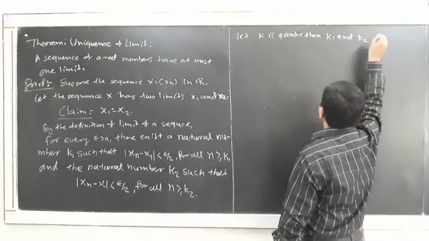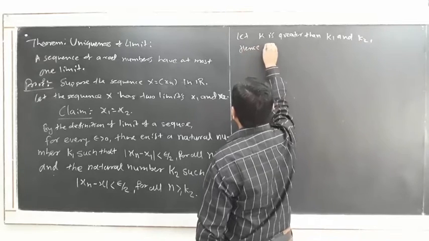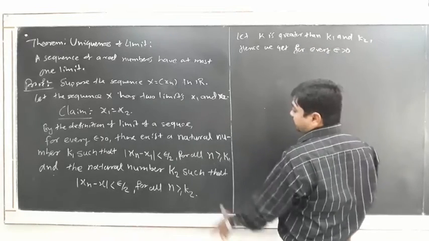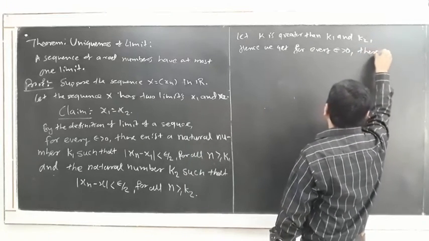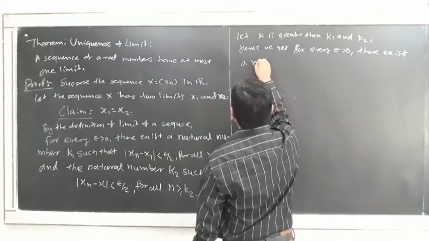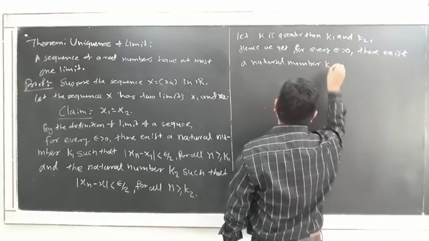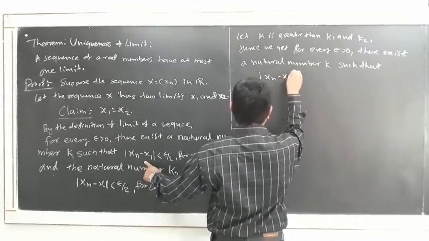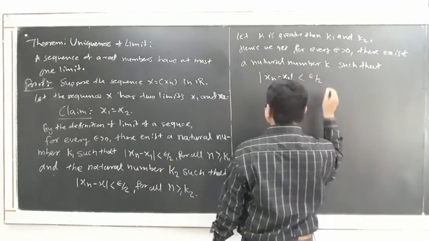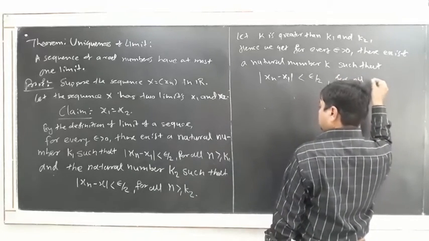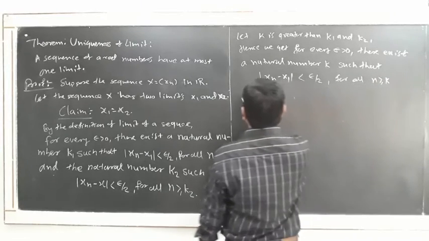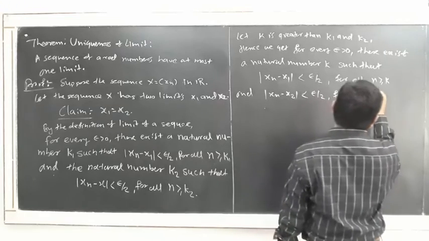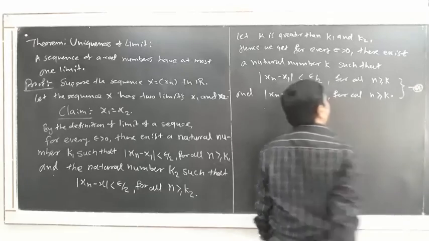Okay, so now let k be greater than k1 and k2. Hence we get, for every epsilon greater than 0 there exists a natural number k such that mod of xn minus x1 is less than epsilon by 2 for all n greater than or equal to k, and mod of xn minus x2 is less than epsilon by 2 for all n greater than or equal to k, and say this is our star equation.